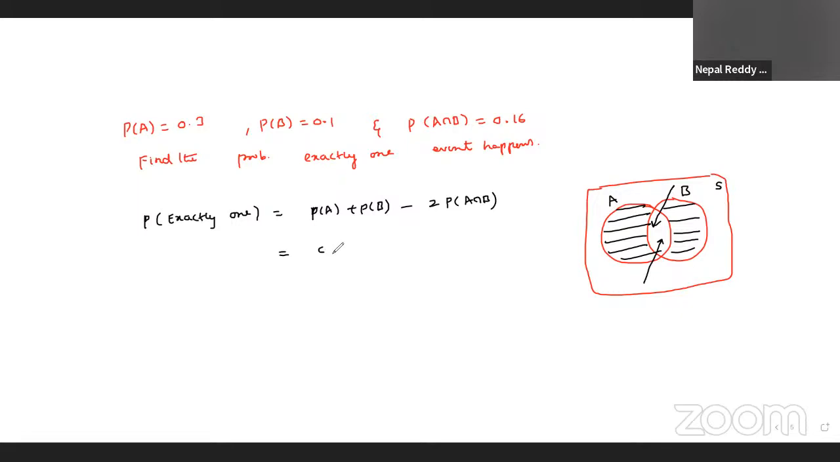Therefore, probability of A 0.3 plus 0.1 minus 2 times 0.16. It becomes 0.4 minus 0.32. And hence it gives the result 0.08. Next question.